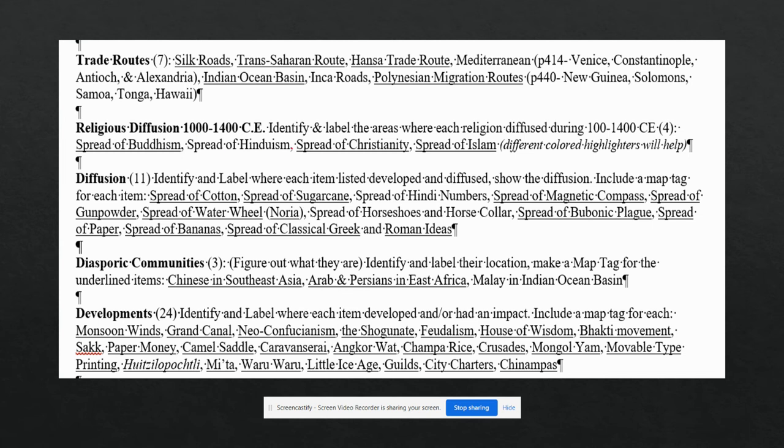Religious diffusion, okay? So there are three religious aspects that you've got to be worried about: Buddhism, Christianity, and spread of Hinduism. I'm sorry, spread of Islam. So those are the top three. Spread of Hinduism, that's just in South Asia, so it's not too much of a spread, okay? It's just going to be influence into India, and then a little bit into Southeast Asia.